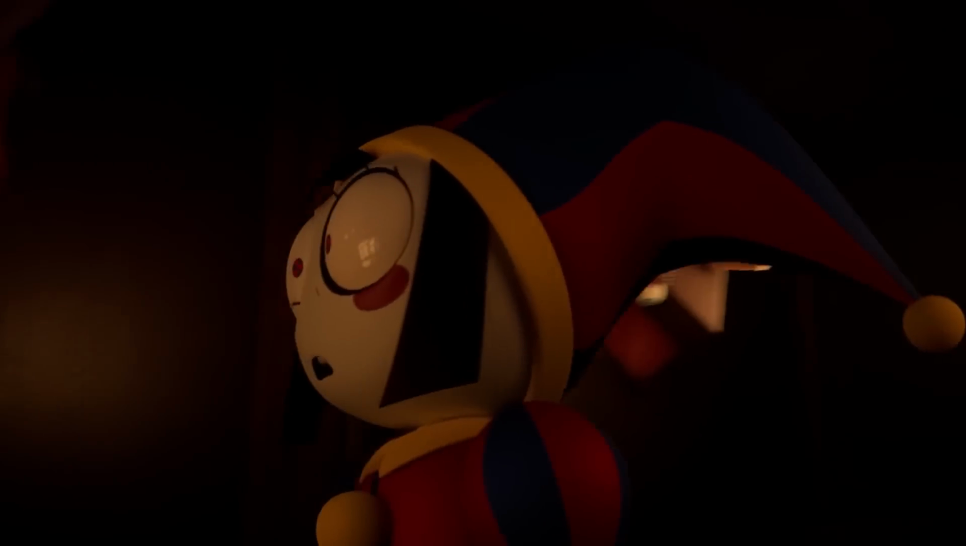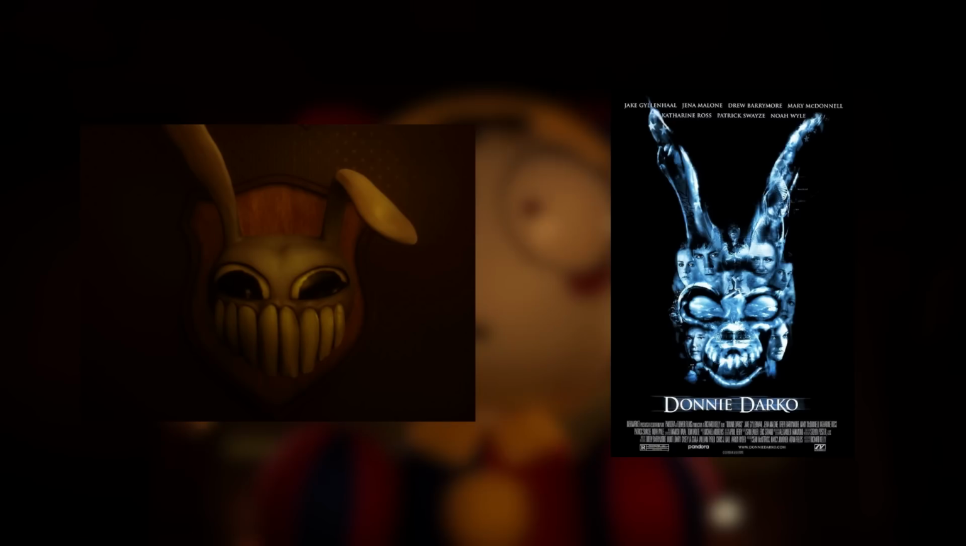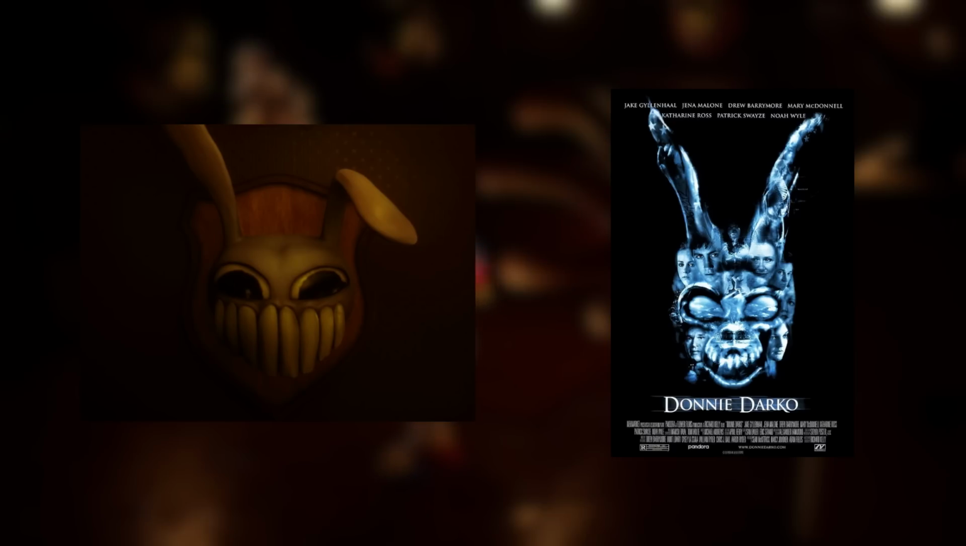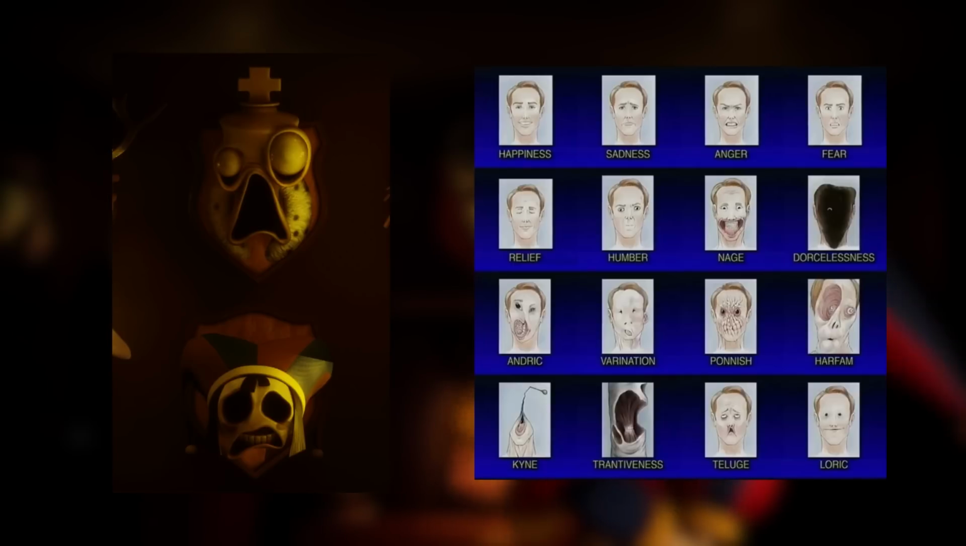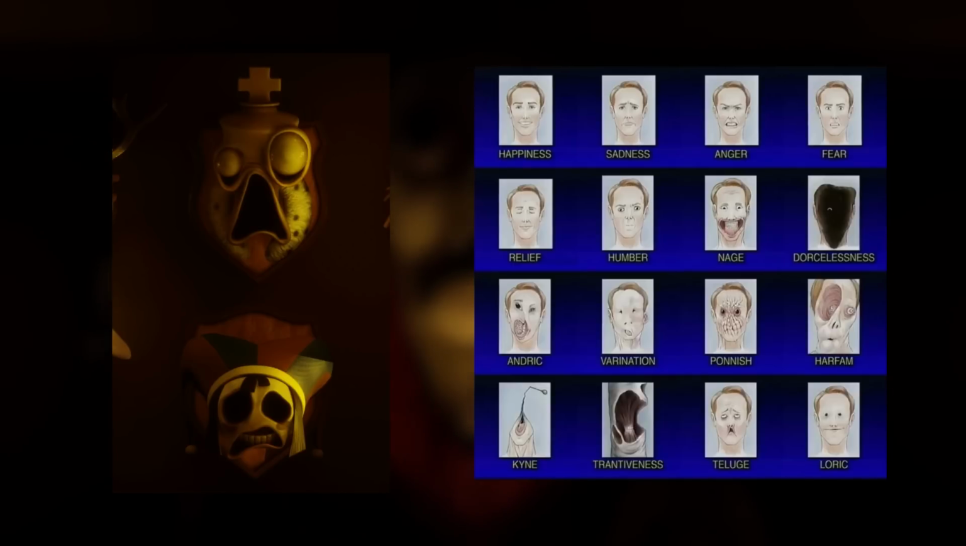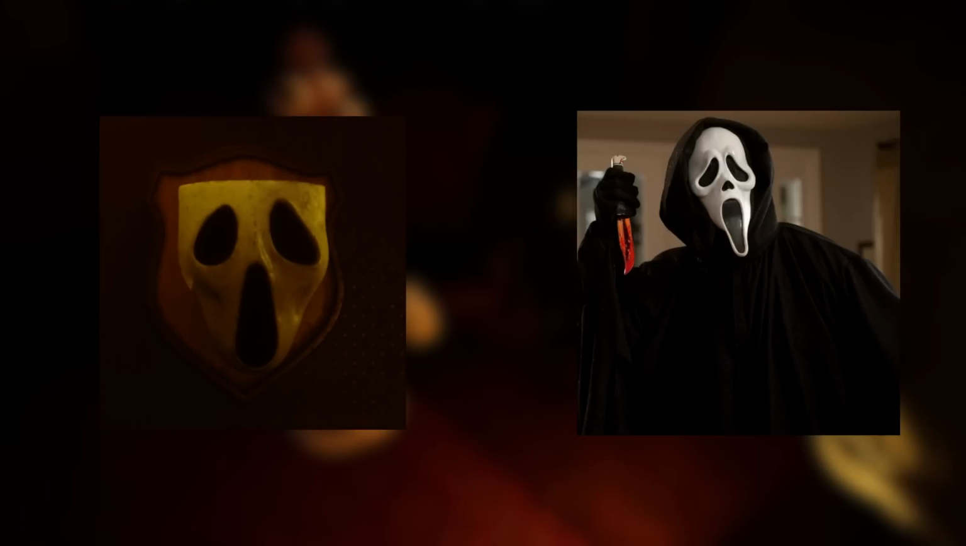While inside the mansion, Pomni and Kinger enter a room with creepy wall decorations resembling the cast. Some of these decorations are references. Jax's head resembles the bunny mask from the 2001 sci-fi thriller movie Donnie Darko. Pomni and Kinger's heads resemble some of the faces from Gooseworks' Blue Channel Thalison video. And Gangle's mask resembles Ghostface from the Scream series.